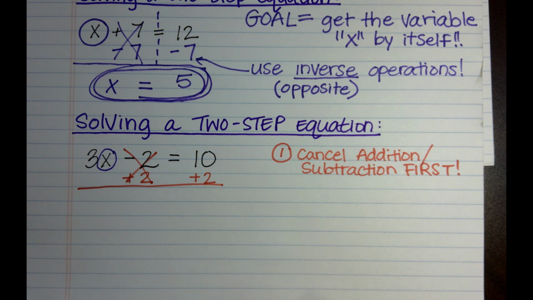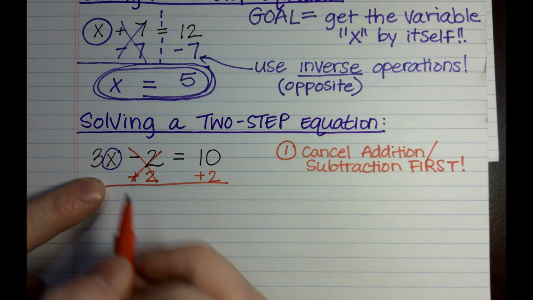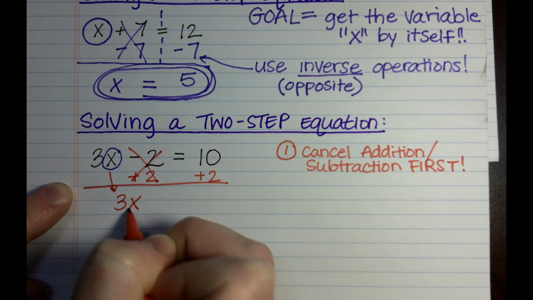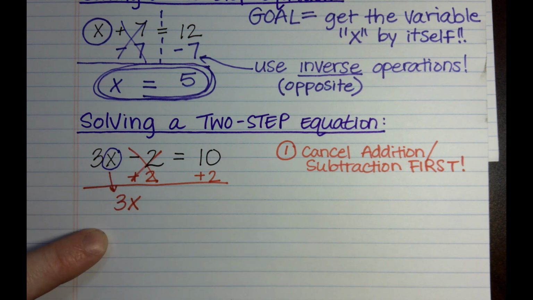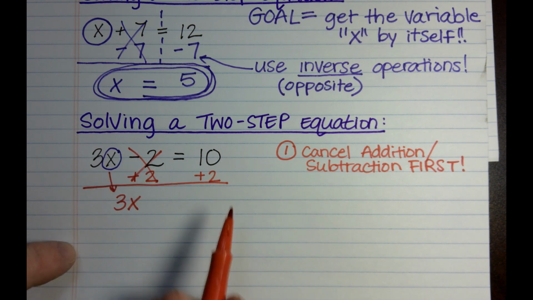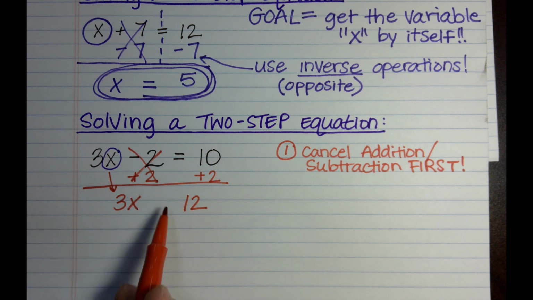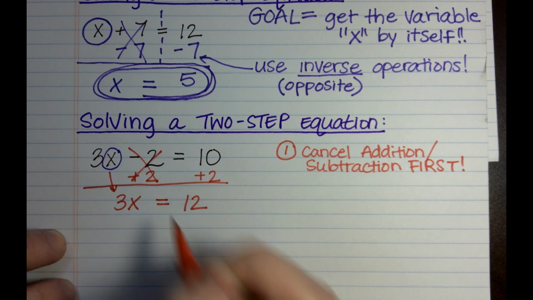Gonna bring the 3x down. Yes, we're going to bring everything down. 3x is still left. We didn't get rid of the 3, so that comes down. We've got 3 times x. My 2's gone. What else do I bring down? 12. Yes, 10 + 2 is 12. And the equal sign. Don't forget the equal sign.